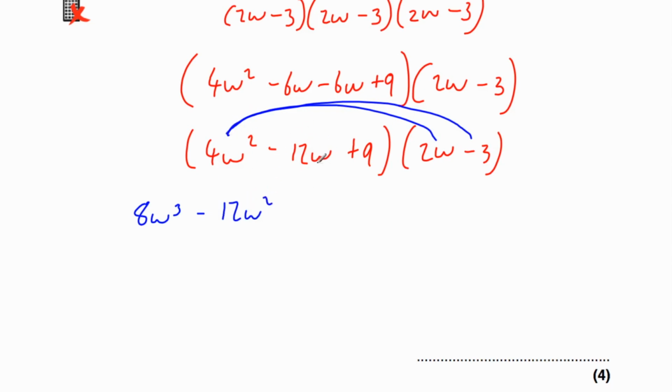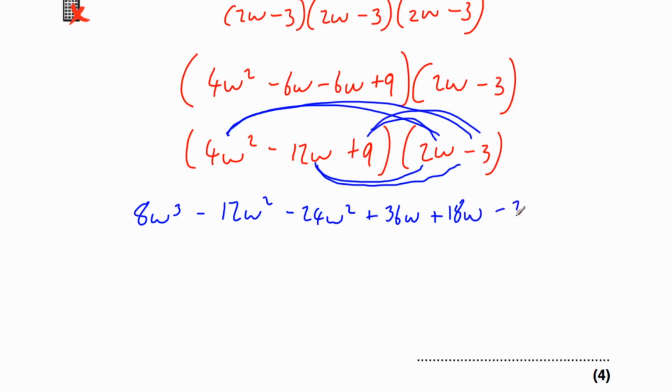Now let's move on to our minus 12w. So minus 12w times 2w would be minus 24w squared. And then minus 12w times minus 3 would be plus 36w. And then 9 times 2w would be plus 18w. And 9 times minus 3 would be minus 27.